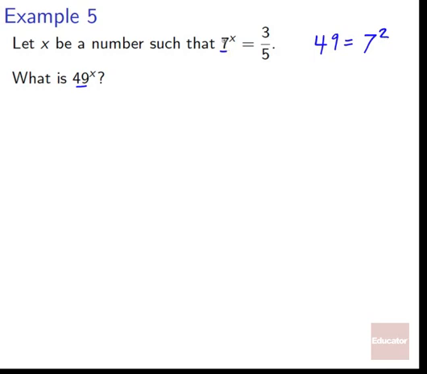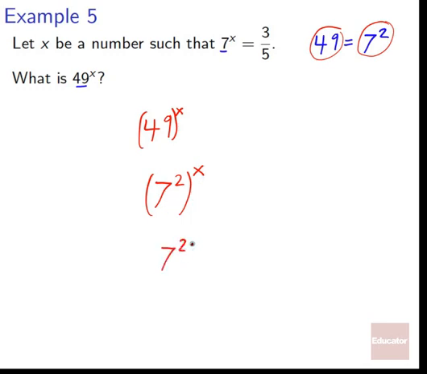We can now apply that, and we can go 49 to the x. Well, we know that 49 is equal to 7 squared, so we can just substitute that out. So 49, put it in parentheses, to the x is the same thing as 7 squared to the x, right? Nothing you can do to just stop substitution like that. So 7 squared to the x. So that means 7 to the 2 times x.